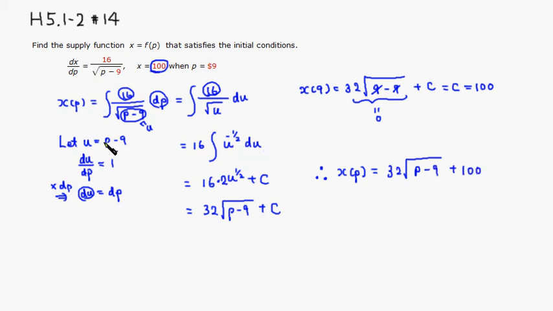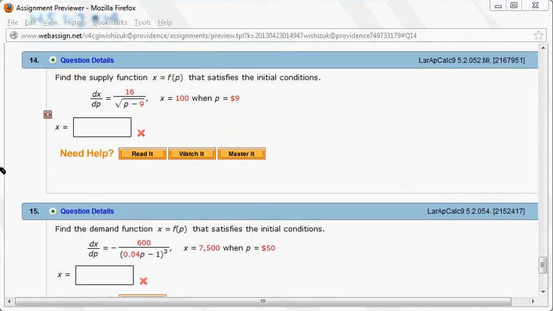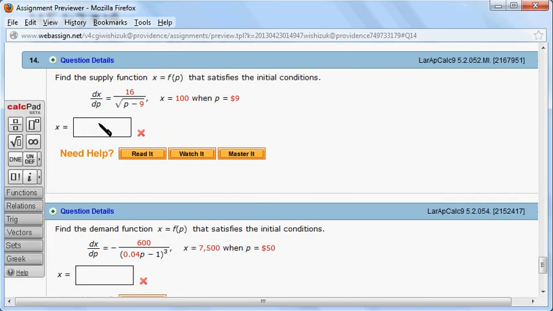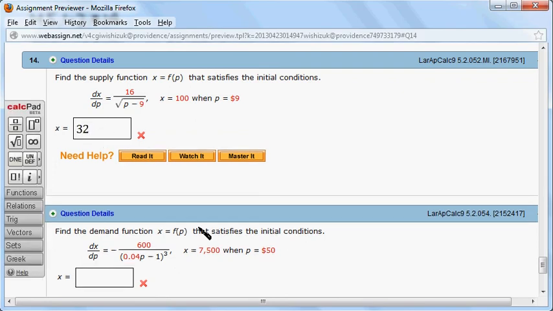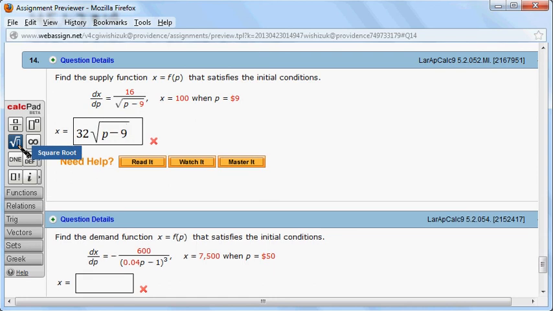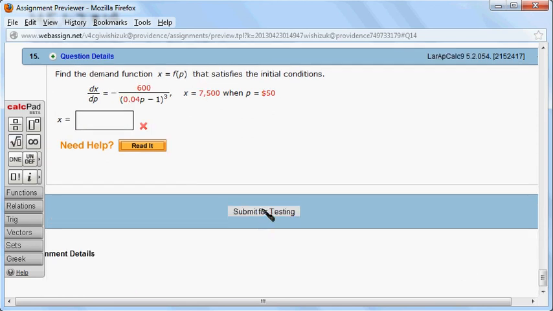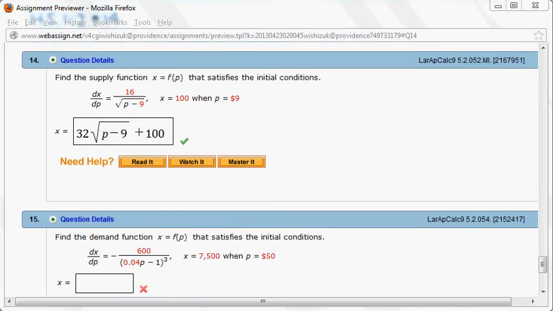So let's type it in. x is 32 times square root of p minus 9 plus 100. All right, let's check the answer. It came back and looks like we got this one correctly. All right, that's it. I hope that this was clear.